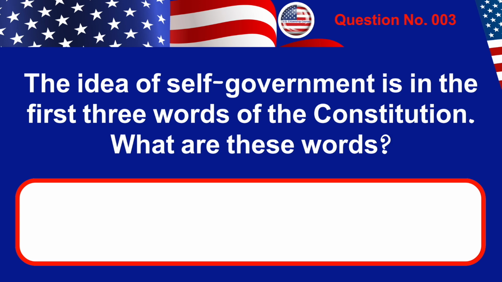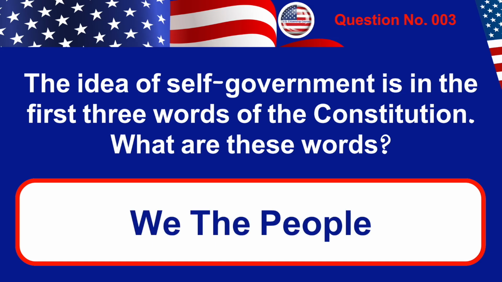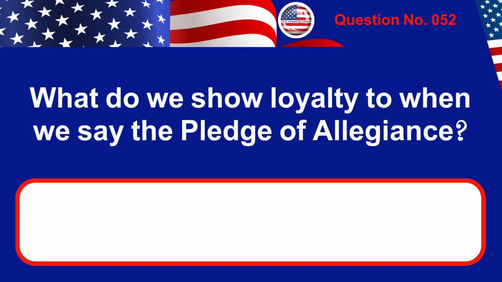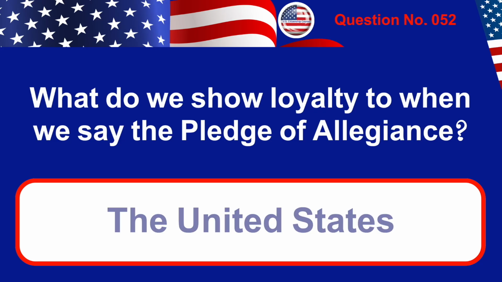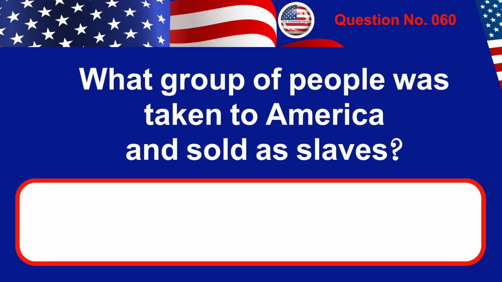The idea of self-government is in the first 3 words of the Constitution. What are these words? We the people. What do we show loyalty to when we say the Pledge of Allegiance? The United States. What group of people was taken to America and sold as slaves? Africans.